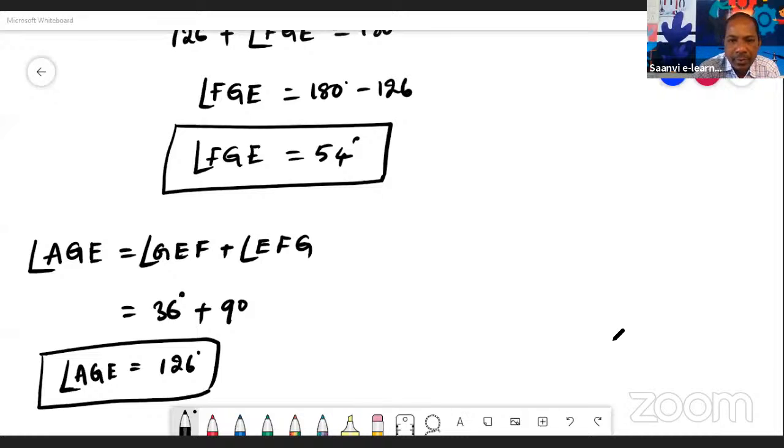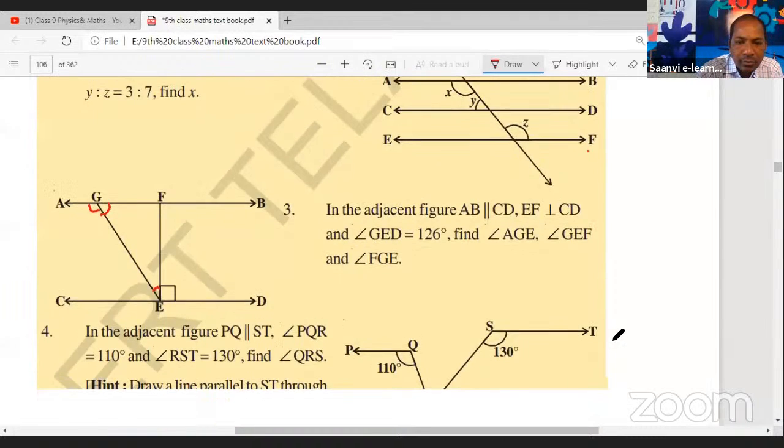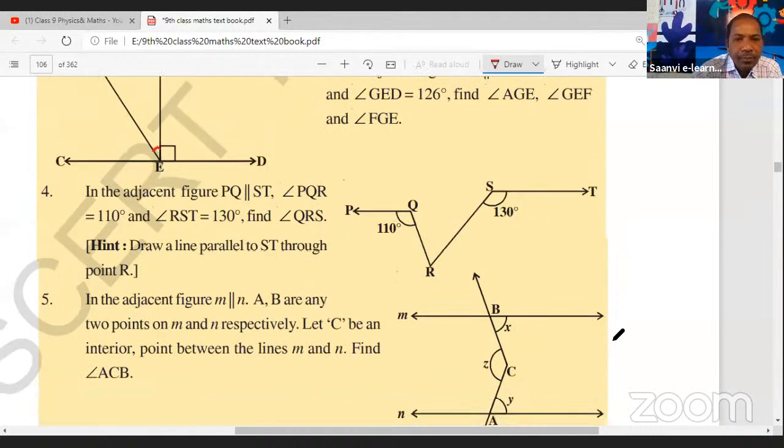Observe the next problem, what is given here. Fourth problem. In the adjacent figure, PQ is parallel to ST. See here, the arrow mark line. It means the PQ line and ST line are both parallel to each other. Angle PQR is equal to 110 degrees, given. Angle PQR means the angle will come at Q, because the middle alphabet Q is there.